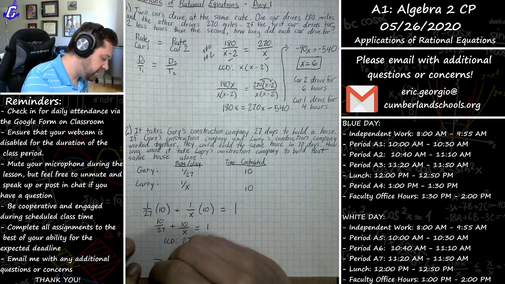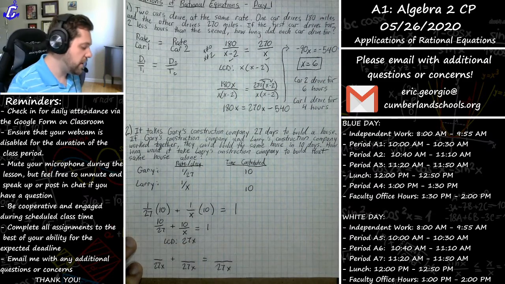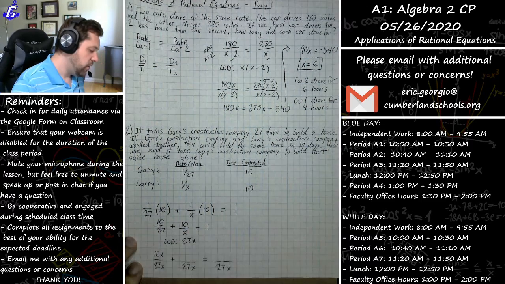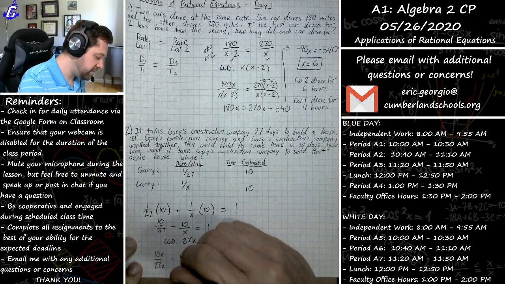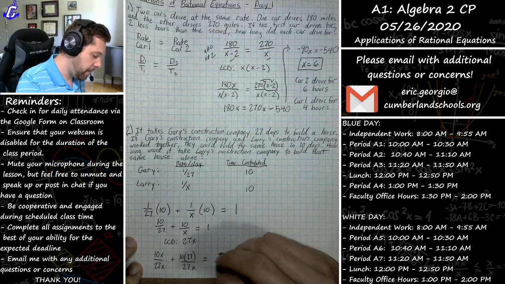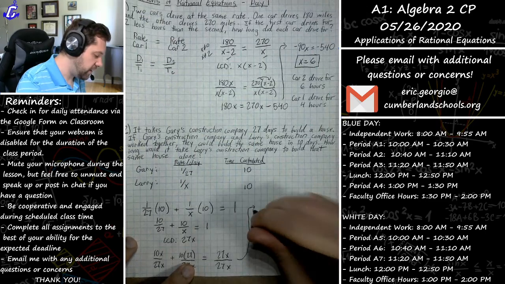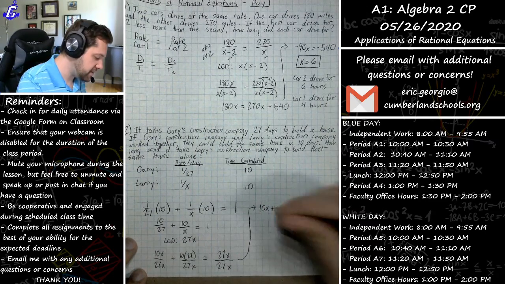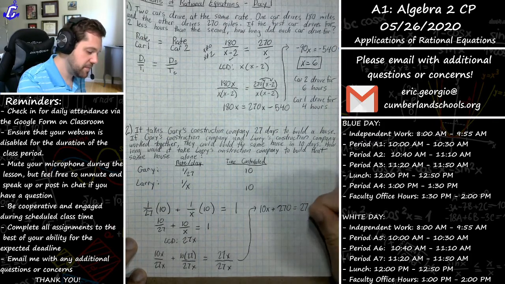I'd like this to be 27x, I'd like this to be 27x, and I'd like this to be 27x. So what do I need to multiply this by to get this? I'm missing the x, so that's what's going to go here. What am I multiplying this by to get this? I'm missing 27, so I'm going to do 10 times 27. And what am I multiplying this by to get this? The whole thing, 27x. And so ultimately, the denominators are the same. We don't have to account for them anymore. I get 10x plus 270 is equal to 27x.